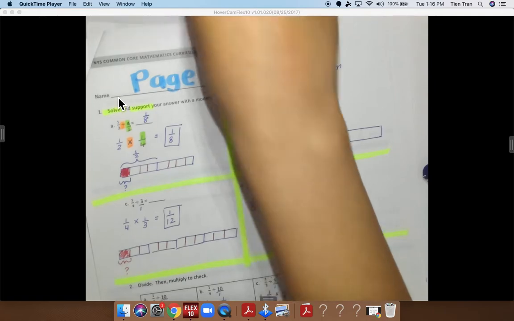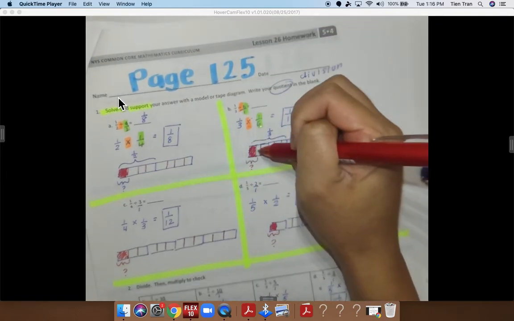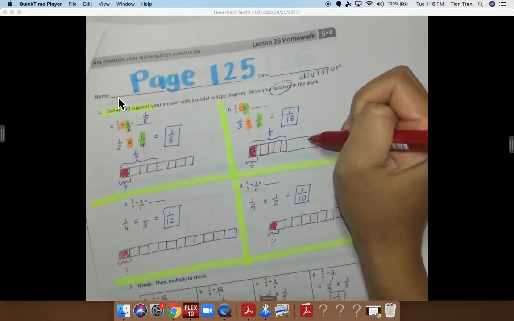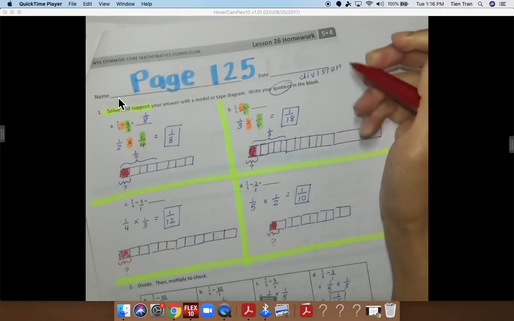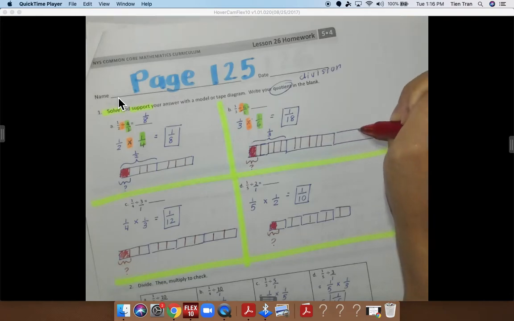So if I were to draw in the rest of the pieces, 1 2 3 4 5 6, 1 2 3 4 5 6, 2 3 4 5 6, and this one too, 1 2 3 4 5 6.